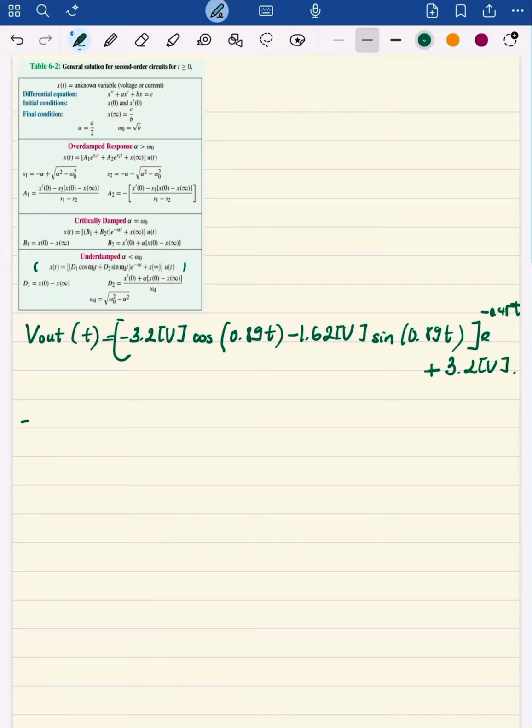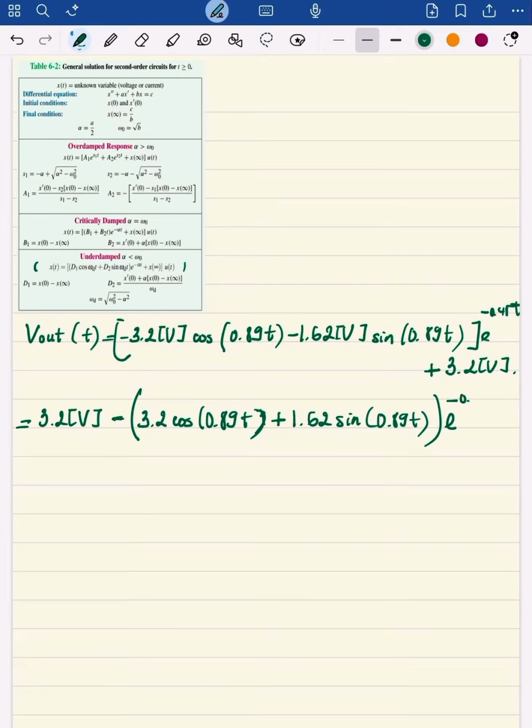You can do a little bit of algebra to bring it to the front and make it look prettier. I like to put a positive number in the front first. So I factor out negative 1, and then 3.2 cosine 0.89 t plus 1.62 sine 0.89 t, everything times e to the negative 0.45 t.